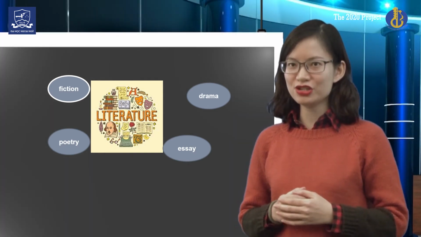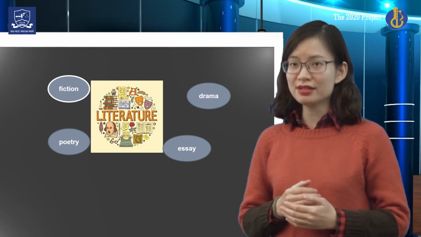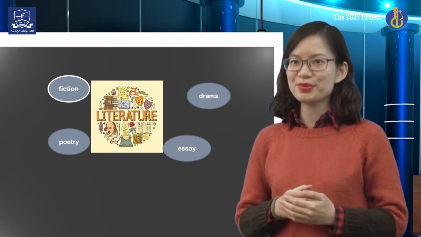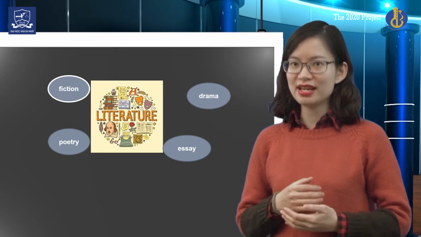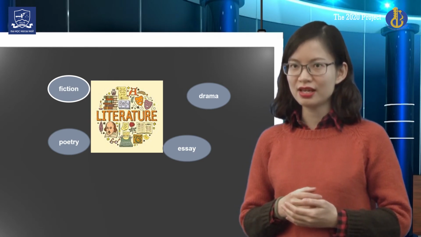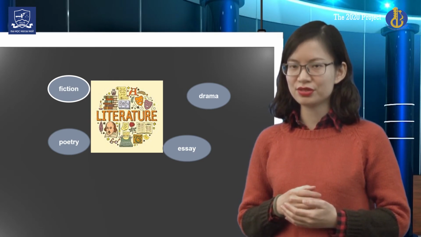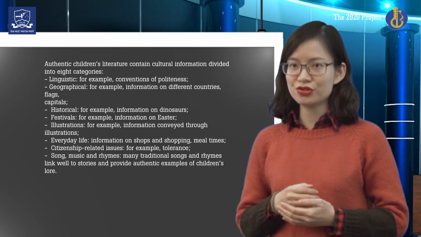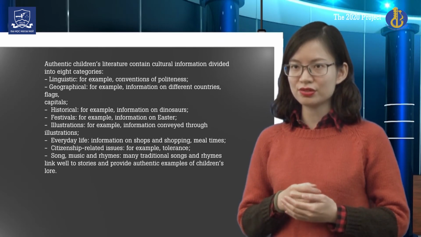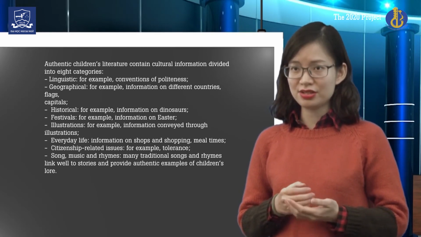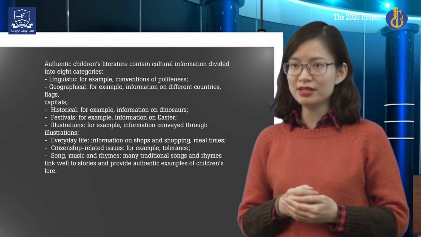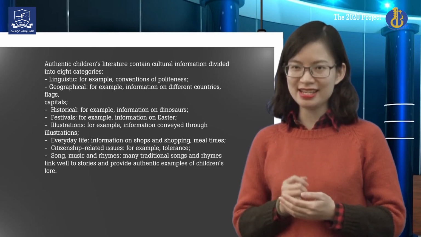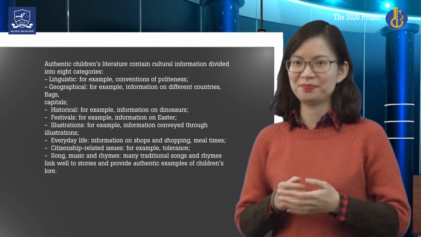Teachers' role in teaching literature depends on understanding these values and presenting them to pupils by selecting a literary work of interest and proficiency appropriate to students, instructing them and including them in the teaching process. Authentic children's literature provides a rich resource for cultural learning, and it contains cultural information divided by Ellis and Brewster into 8 categories, as you can see here.